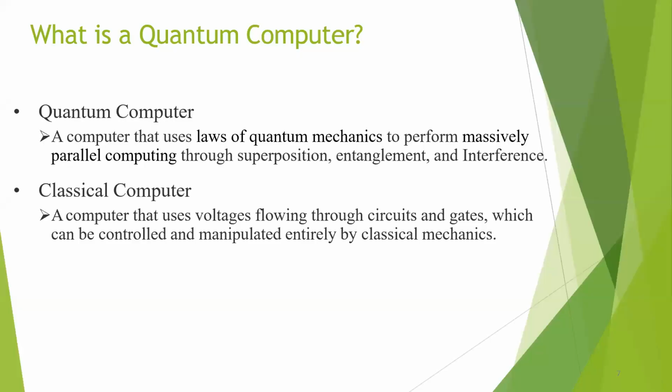Now, first, the definition of a quantum computer. A quantum computer uses the laws of quantum mechanics to perform massively parallel computing through superposition, entanglement, and interference. Whereas a classical computer, which we use nowadays, uses voltage flowing through circuits and gates, which can be controlled and manipulated entirely by classical mechanics.